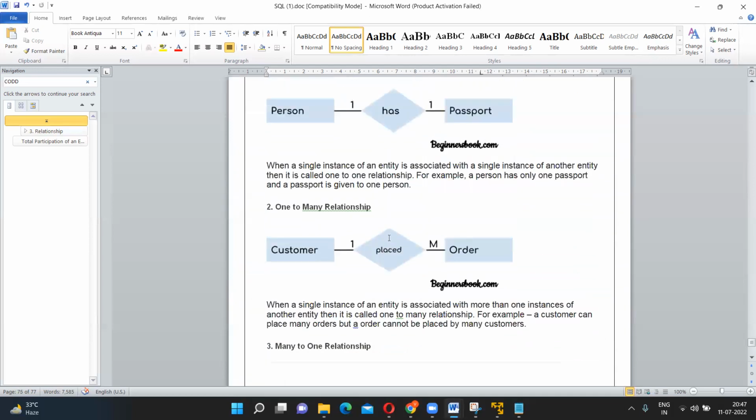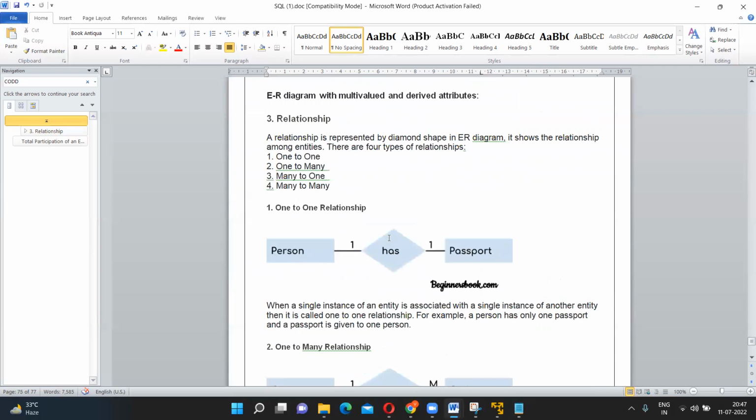Yes, guys. Am I clear with ERD diagram? Yes or no, guys? Yes. Kirti, are you clear with ERD?